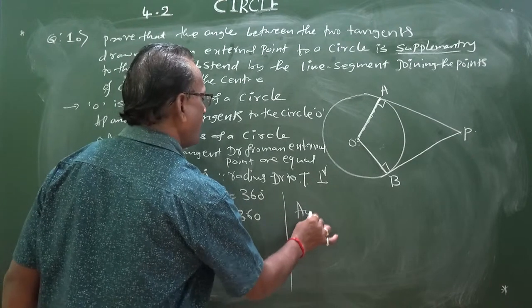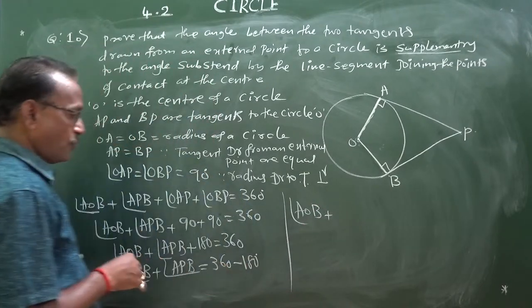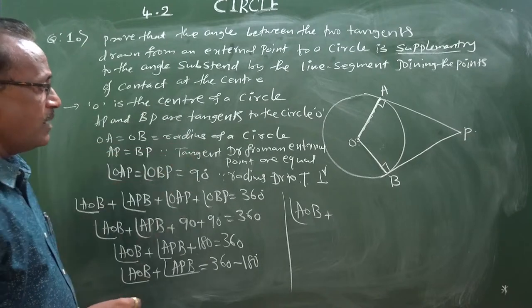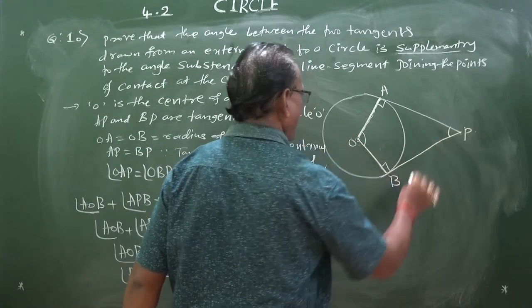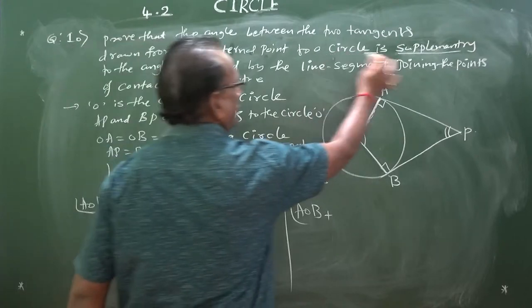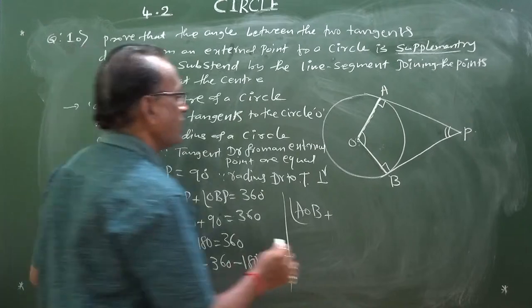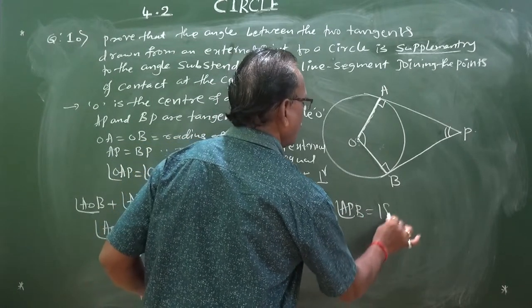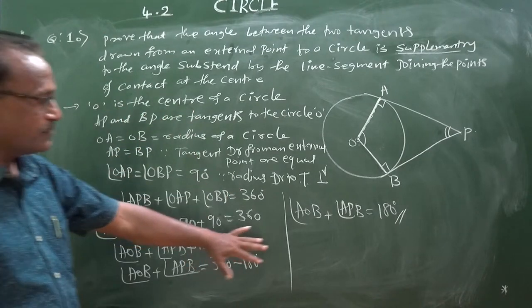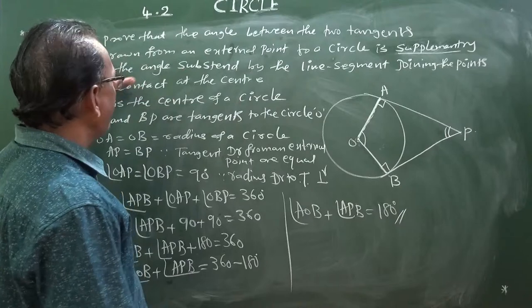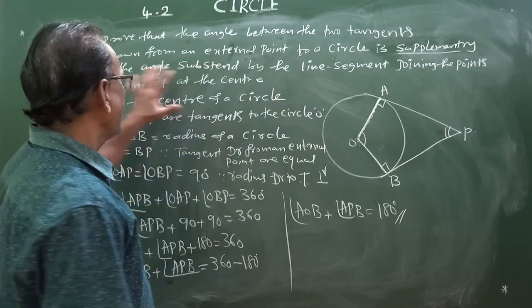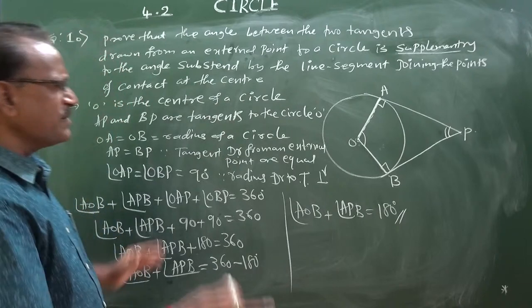Lastly, what you have to prove: the central angle AOB and the angle between the two tangents, this is the central angle and the angle between the two tangents, must be supplementary. AOB plus APB is equal to 180 degrees. Hence, you will conclude the answer. After getting the answer, you write down: the angle between the two tangents drawn from an external point to a circle is supplementary to the angle subtended by the line segment joining the points of contact at the center. Very simple.